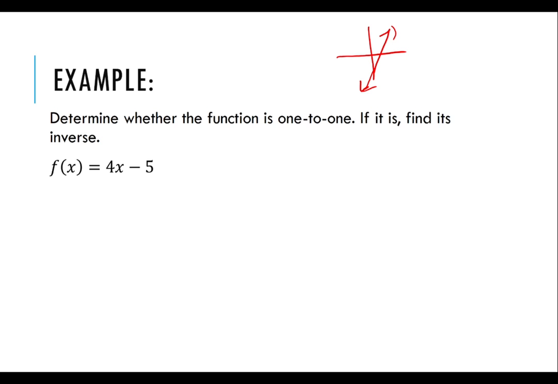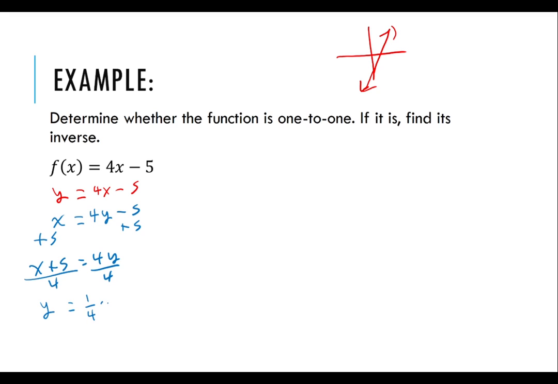Then if I want to find its inverse, step 1, rewrite f of x as y. So this function is really y = 4x - 5. For its inverse, we're just going to change the x's and y's. So for the y, we now write x. For the x, we now write y. Then we solve this for y. Add 5: x + 5 = 4y. Divide by 4: y = (1/4)x + 5/4. And then call it f inverse. So f inverse of x is (1/4)x + 5/4.